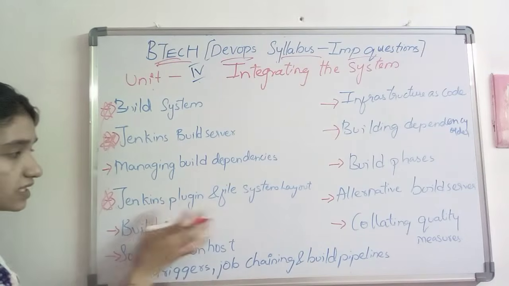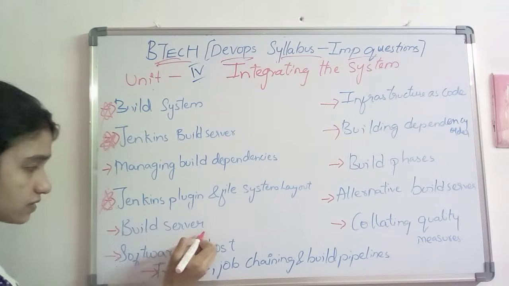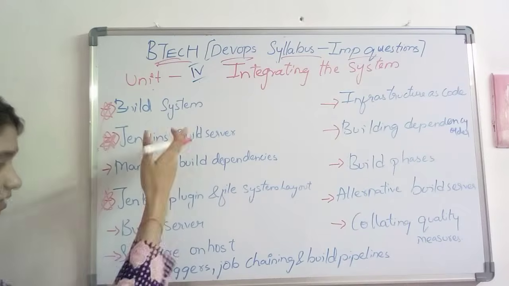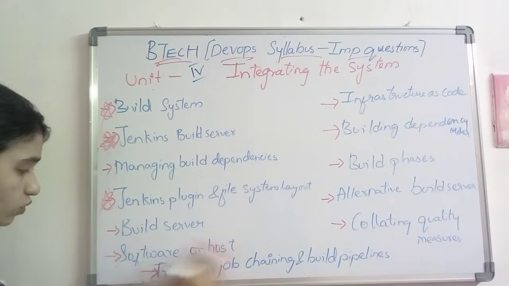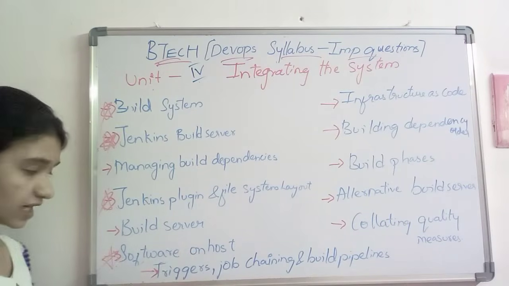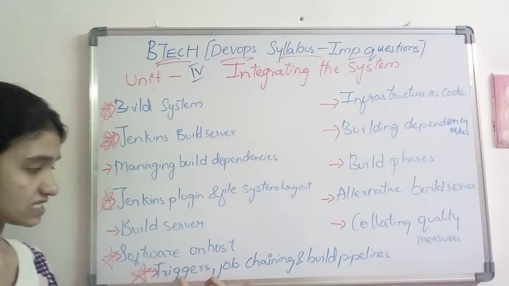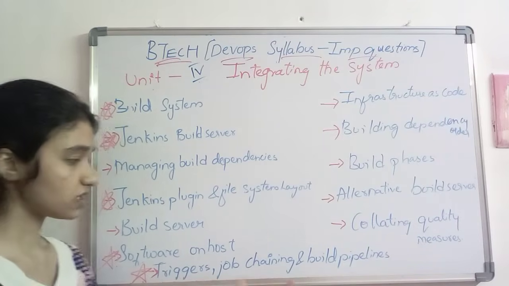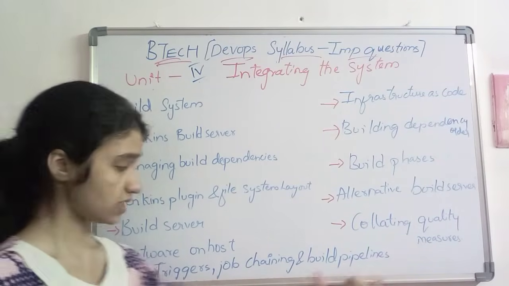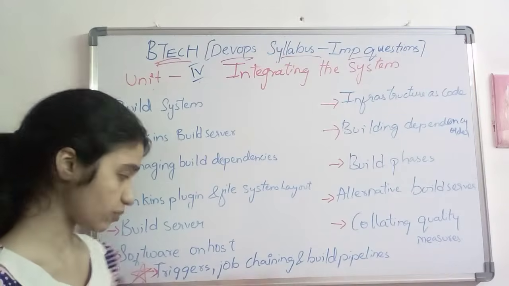Okay, next Jenkins plugins and your build server. Again, this question is quite relatable. And software on host, this is also an important question. And one of the most important after Jenkins is triggers, job chaining, and build pipeline. These three topics are very much important.